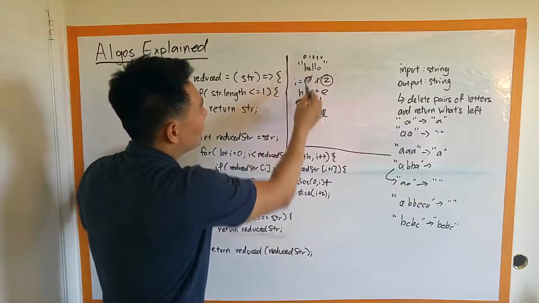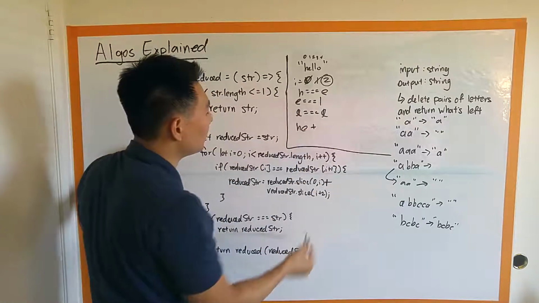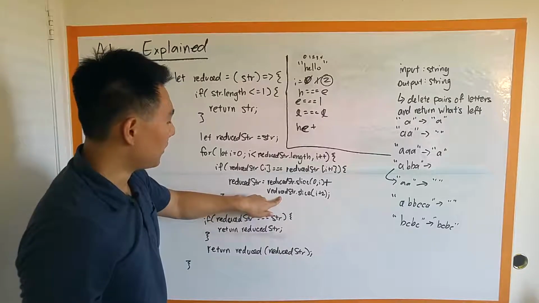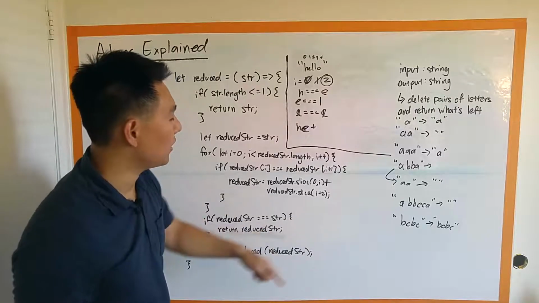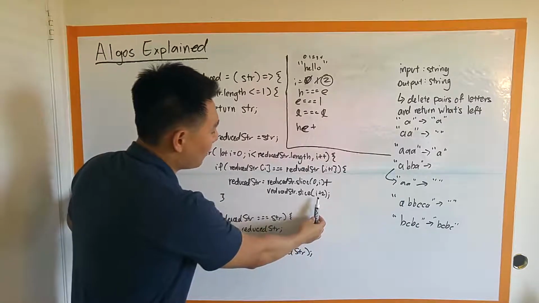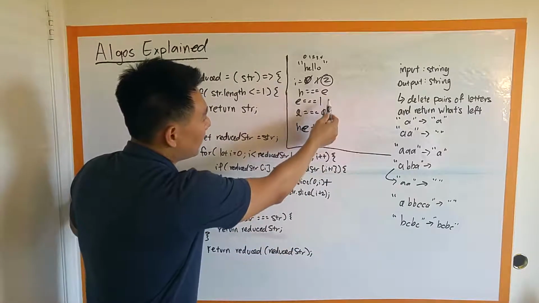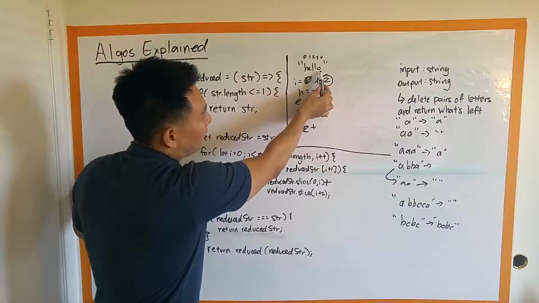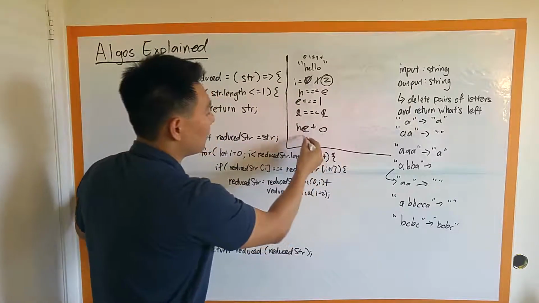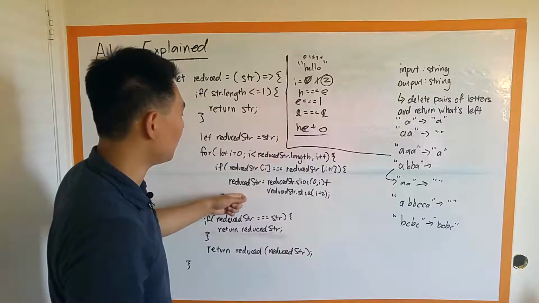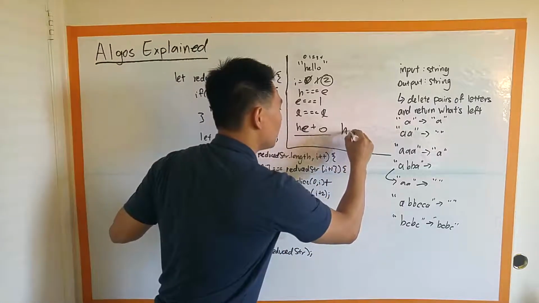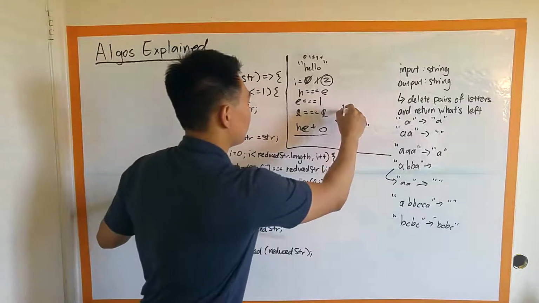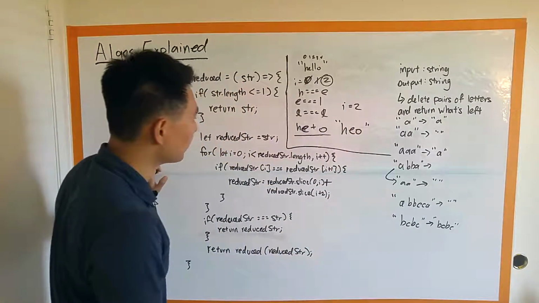And so we're going to have indices 0 and 1, so HE, plus whatever is here. We did plus 2 because we want to skip it. Our index right now was 2, so 2 plus 2 is 4, and so we're going to add whatever was at index 4, which is the O. Now that's what reduced string is equal to, HEO. And our index was 2.